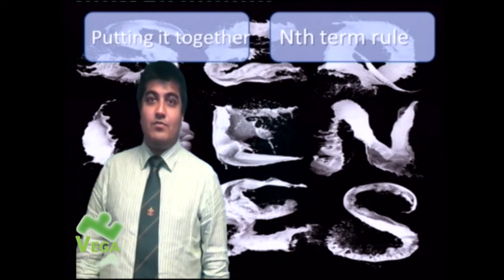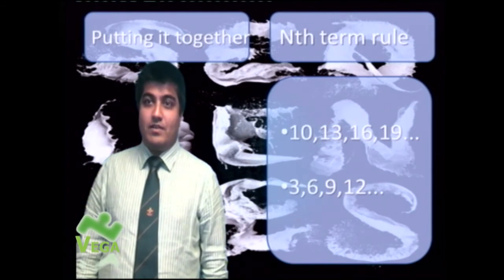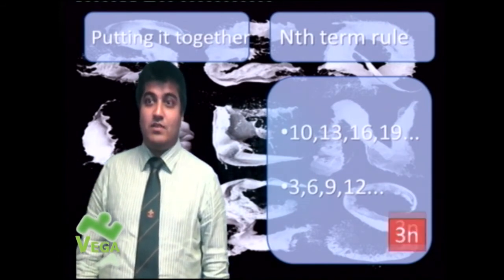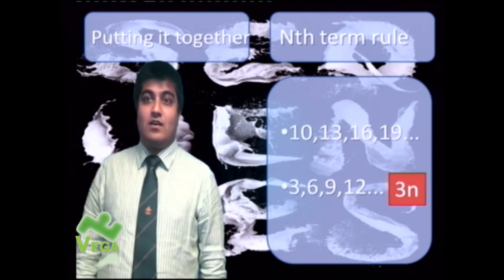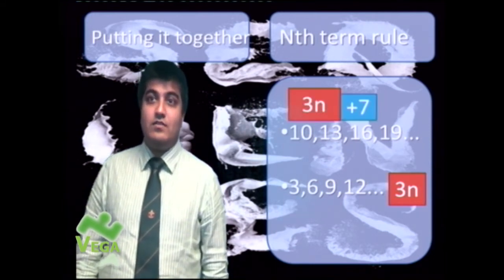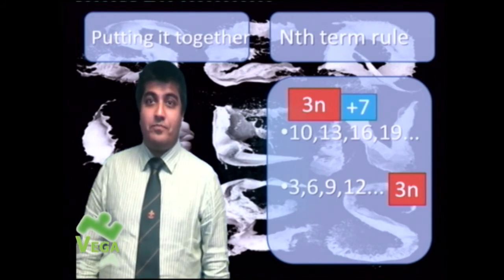Let's put it together and find the nth term rule. So we've got our sequence up there, and below it I've actually got the 3 times table, because that's what it's built upon. So our 3 times table is our 3n. That's our add 3 each time. Now what we need is our term 0, so our 3n, and our term 0, add 7. And there we go. So 3 plus 7 is 10, 6 plus 7 is 13, and so on.